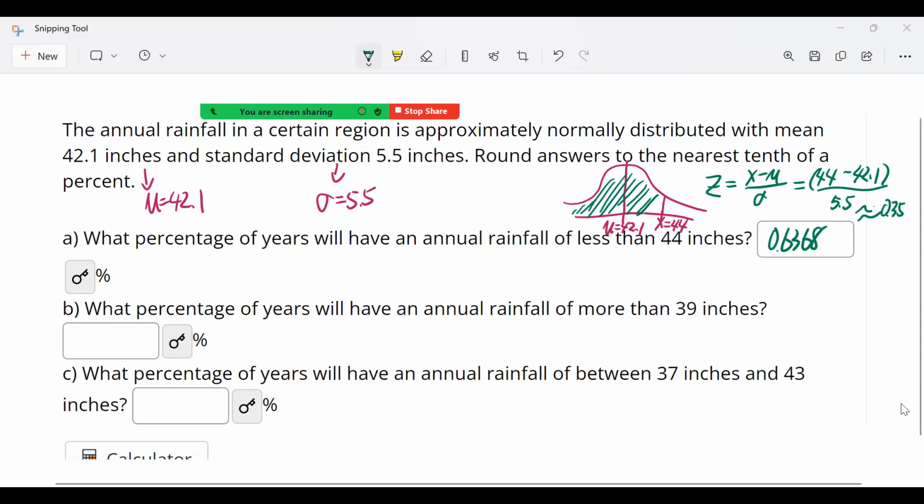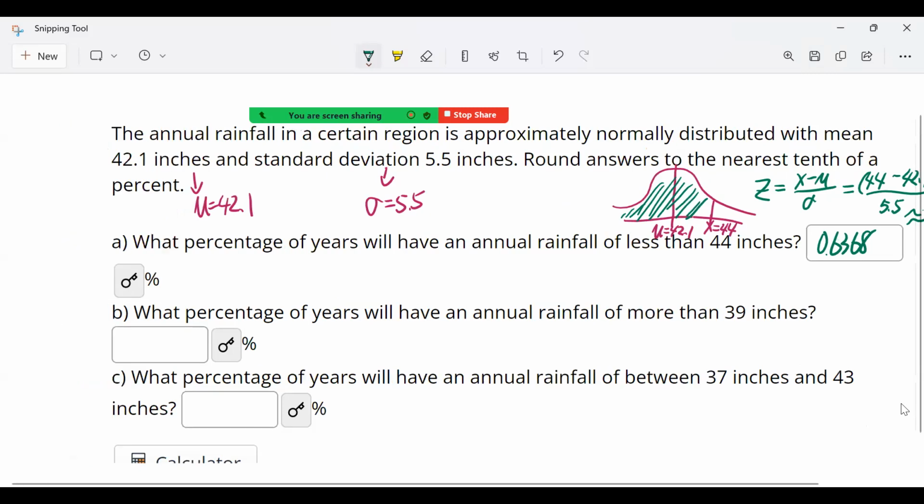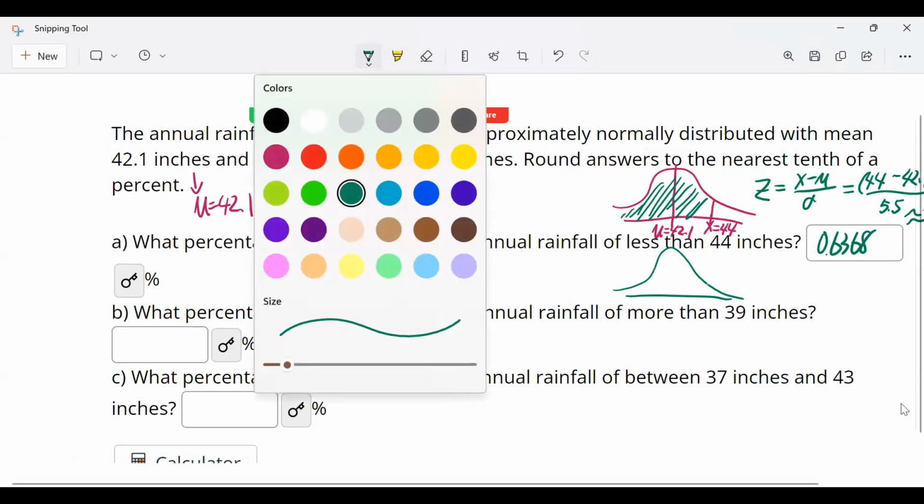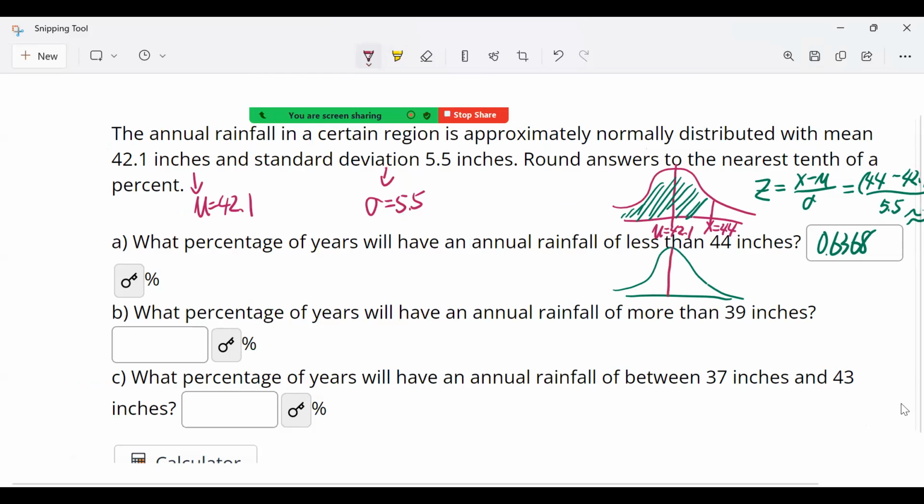We also have a second part. What percent of the year do we have annual rainfall of more than 39 inches? One more time, I'm going to draw this. This time we want the area to the right, and the x value is 39 inches. So we find the z-score: x minus mu over sigma, 39 minus 42.1 over 5.5.